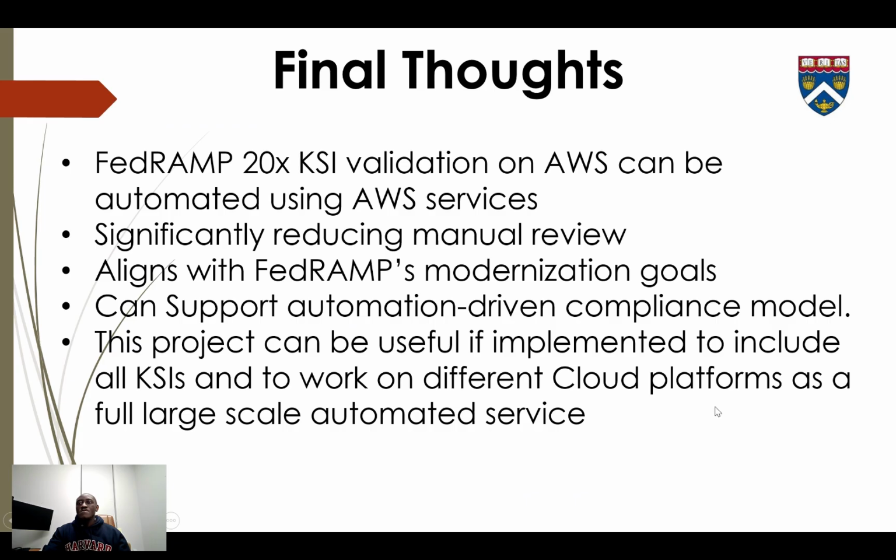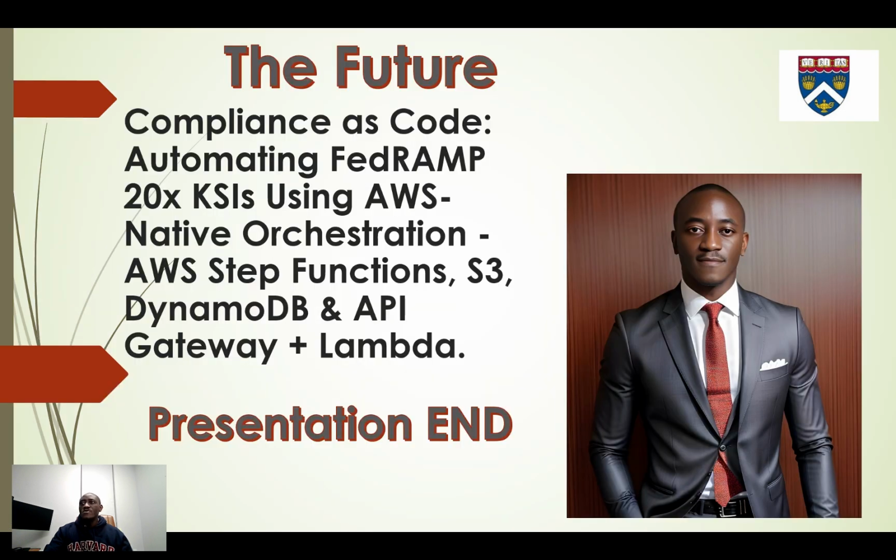This prototype demonstrates that FedRAMP 20x key security indicator validation can be effectively automated using AWS native tools, dramatically reducing manual review effort while directly supporting FedRAMP's modernization objective of moving from labor-intensive documentation to a scalable, automation-driven compliance model. This work establishes a foundation for advancing FedRAMP 20x KSI validation towards a fully continuous, evidence-driven compliance model.